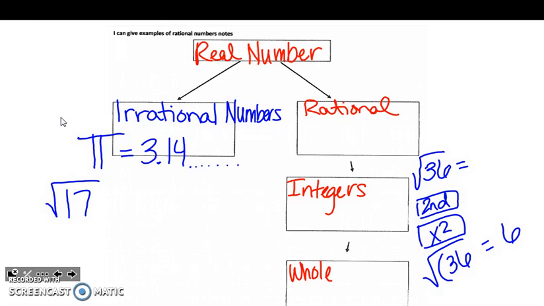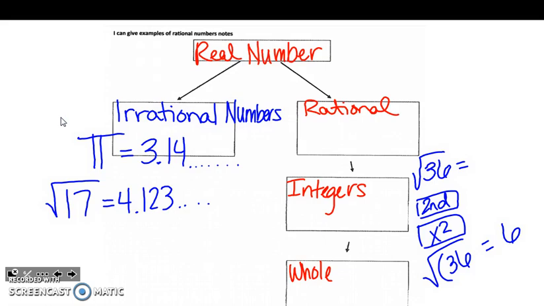Okay? But if we take the square root of 17, and we push that second button and the x squared button, type in 17. Notice that it's a decimal. And notice that in that decimal, there are no numbers that start to repeat. It goes 4.123105626. Okay? That number is going to keep on going. It ends because our calculator window ends, but it doesn't actually end. Okay? So that would be an irrational number.